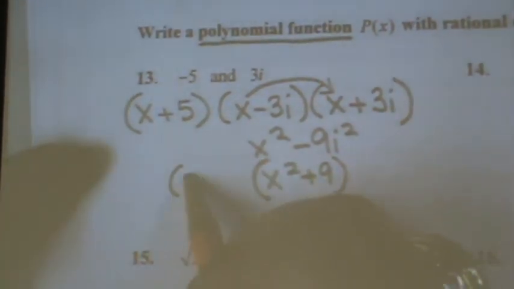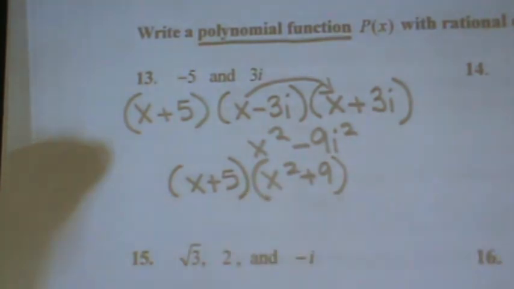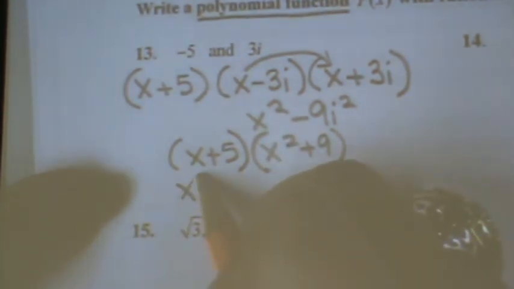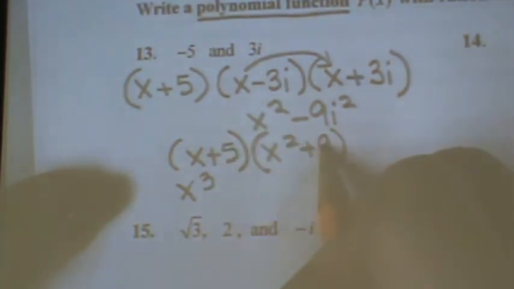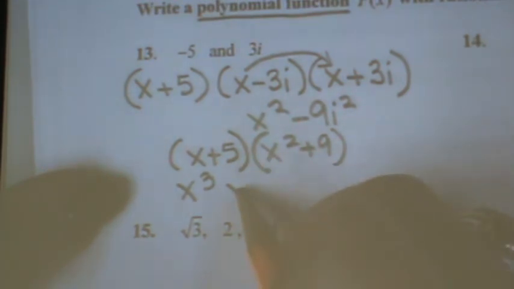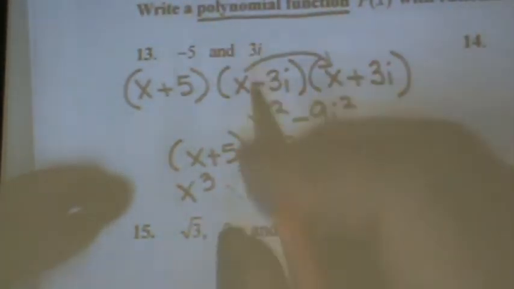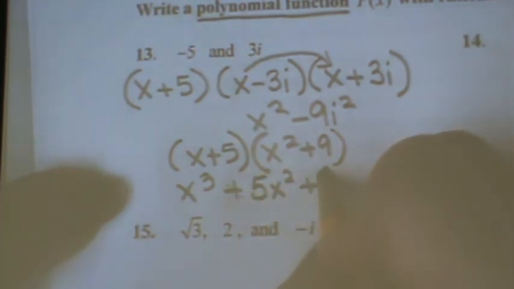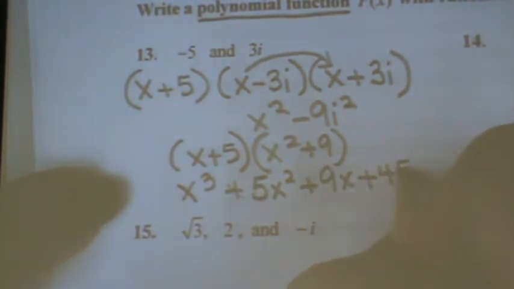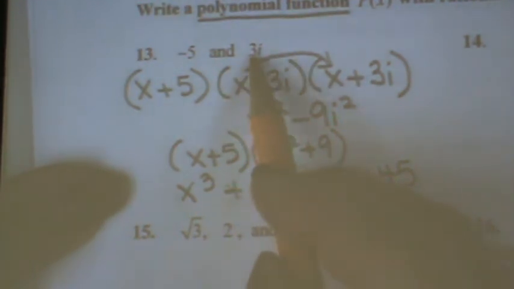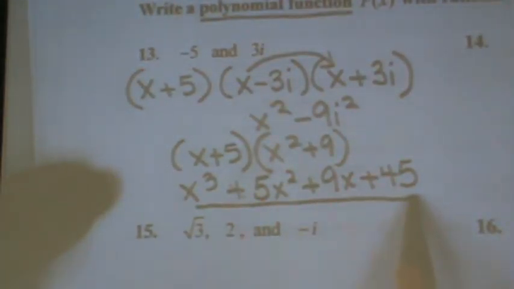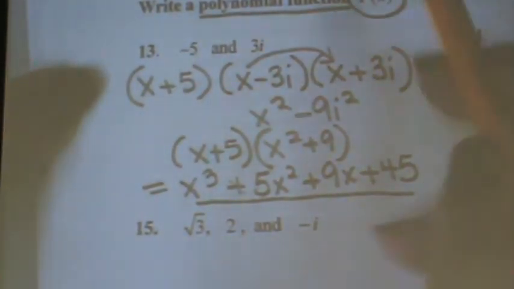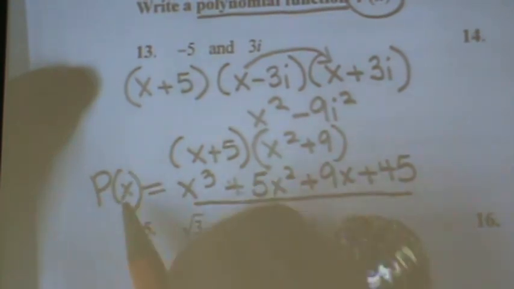Now your job is to bring down x plus 5, and they want you to write the polynomial function in standard form. So this answer is going to be x cubed, and then you're going to have 9x, and then 5x squared. I'm going to put this in order. Can you guys do that? So you're going to have first 5x squared, then 9x, and then 45. So guess what? You went from the answers to the polynomial. And now, look what this says. Write the polynomial function. They want you to put p of x in front. Okay?